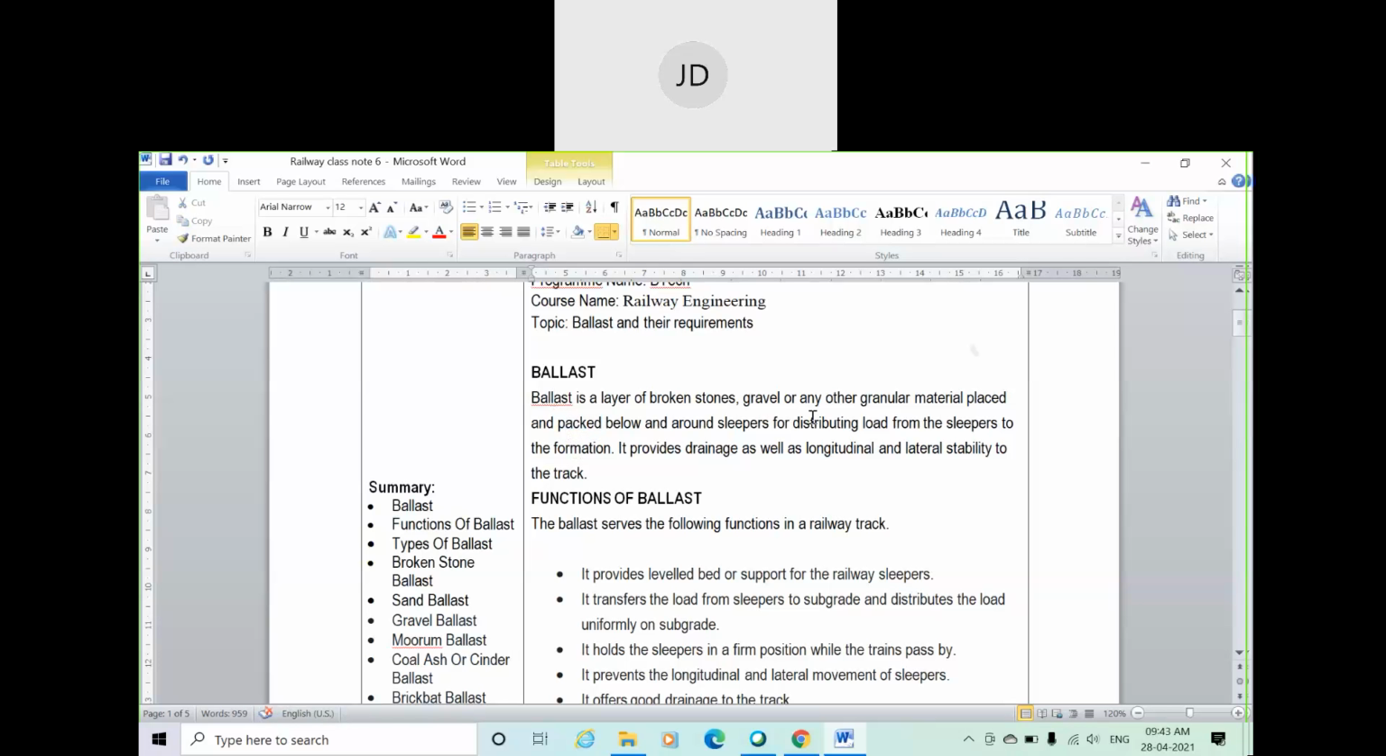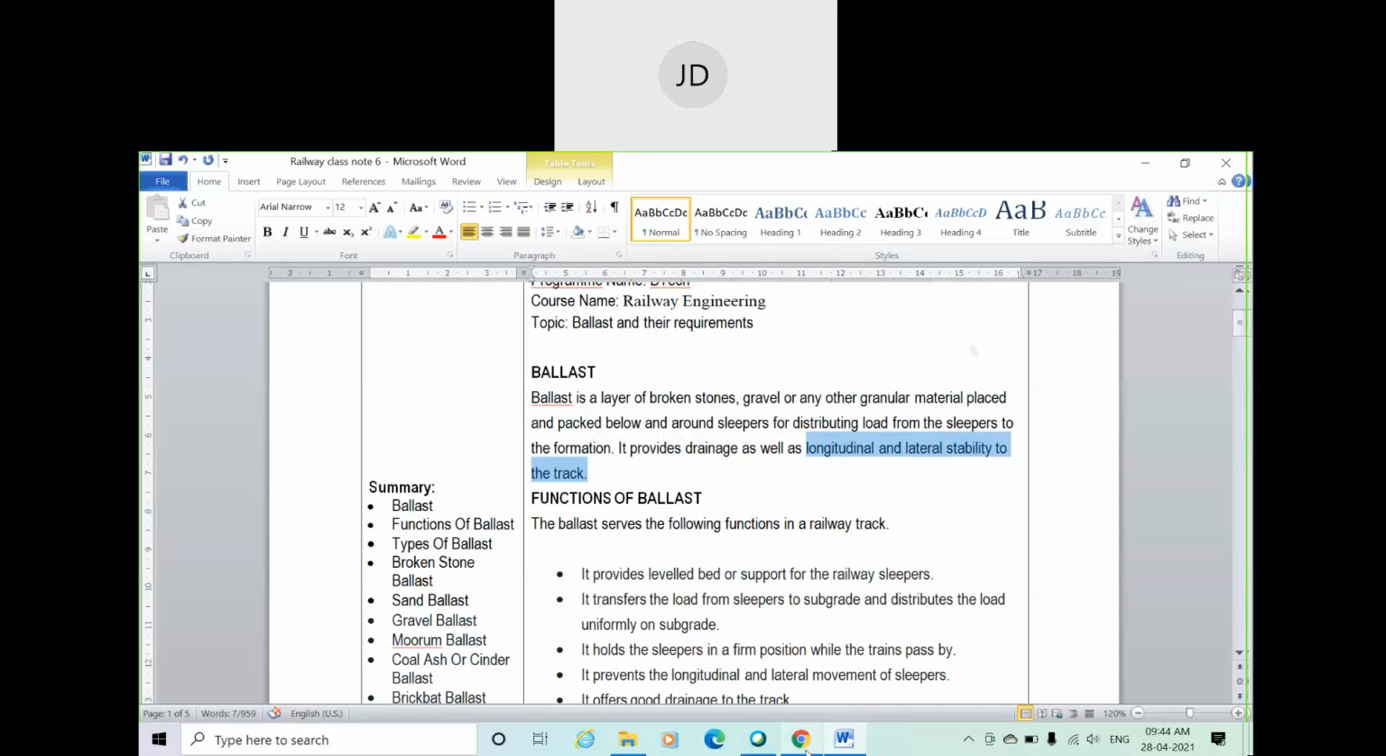So ballast is made of gravel or broken stone or any other granular material, placed and packed below the sleeper and around the sleeper, for distributing the load from the sleepers to the formation. Fine. And it also provides drainage. I already told you that it also provides drainage. Also, longitudinal and lateral stability to the track.